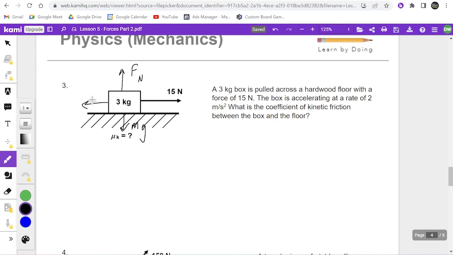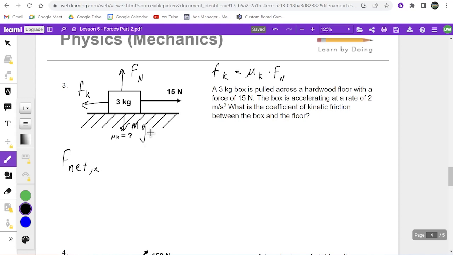Now, is this static friction or kinetic friction? Can someone tell me? It would be kinetic friction. You are correct, because we're moving. We know that because it's accelerating to the right at 2 meters per second squared. So that means I'm going to use my kinetic friction equation, which we remember is Fk equals mu k times the normal force. So now I'm going to do F net x.